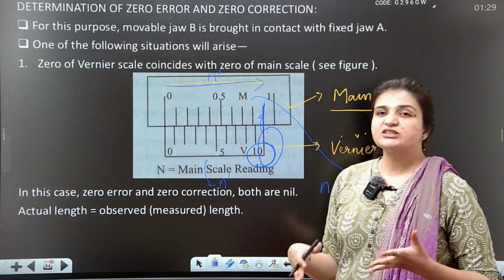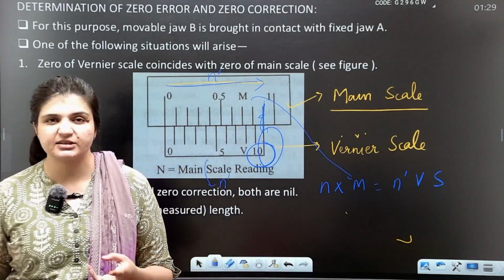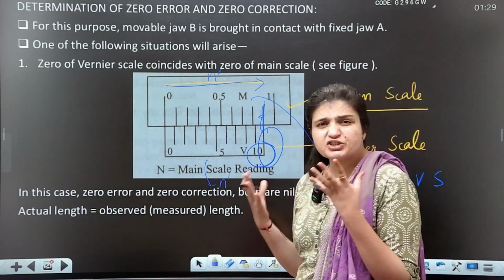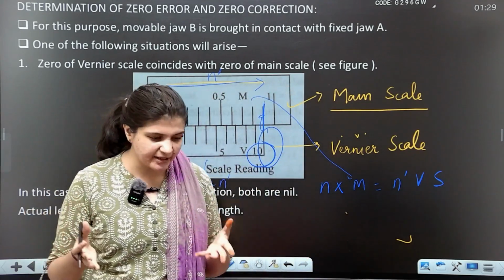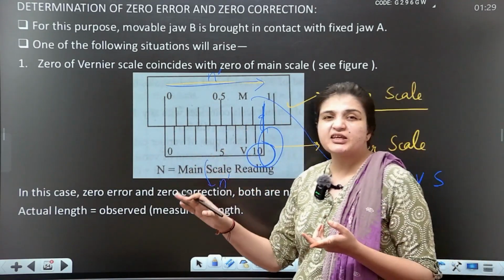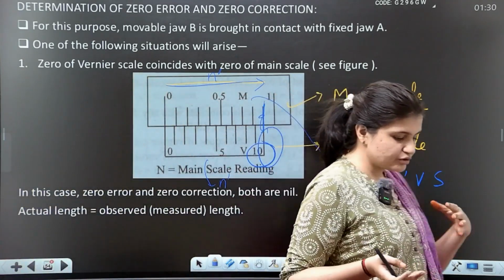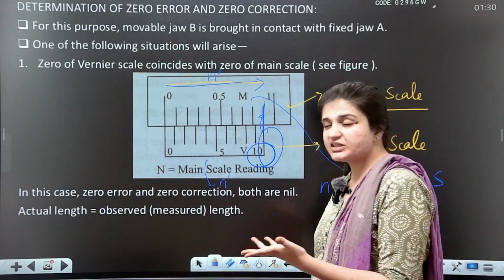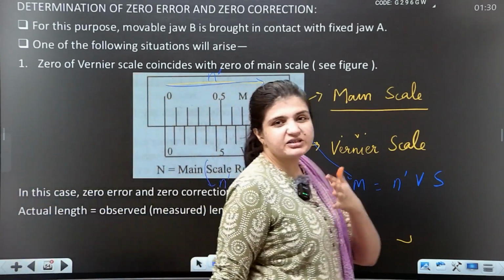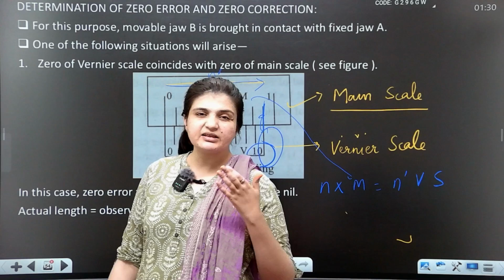Now whenever we have to measure the length of a device or the length of a cube, anything, we have two types of things. One is the least count and the other is the zero error. The least count we have already discussed in the previous slide: when the nth division coincides, how to find the least count. The least count is smaller than the main scale division.